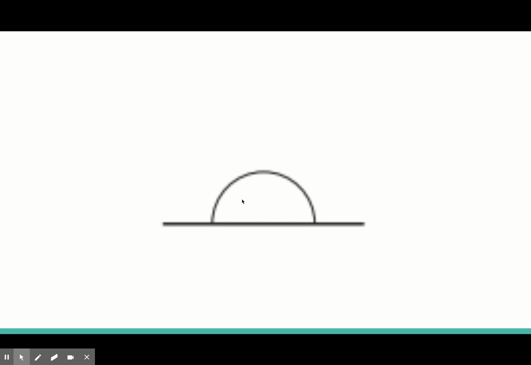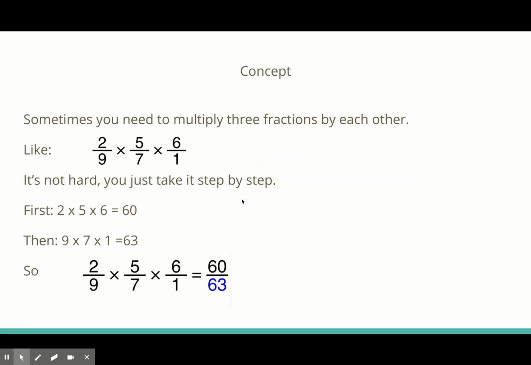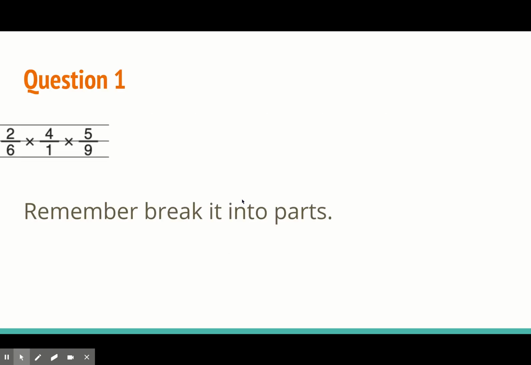Let's keep on moving to 3-factor multiplication. It's not hard. Sometimes you need to multiply 3 fractions by each other, like 2/9 times 5/7 times 6 wholes. Do the top. 2 times 5 times 6 equals 60. Then do the bottom. 9 times 7 times 1 equals 63. And there you go. Let's try it out. What is 2/6 times 4 wholes times 5/9? Choose your answer now.